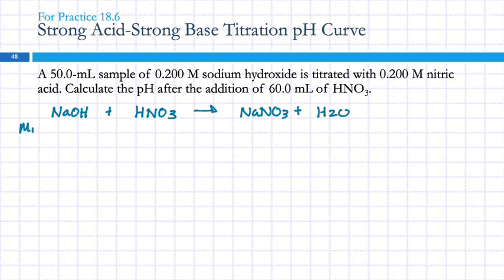So we're looking at moles initial, the change, and moles after, or millimoles initial and millimoles after. So 50 milliliters of 0.2 molar sodium hydroxide. Just a quick review. 50 milliliters times 0.200 moles per liter. That can also be written as millimoles per milliliter.